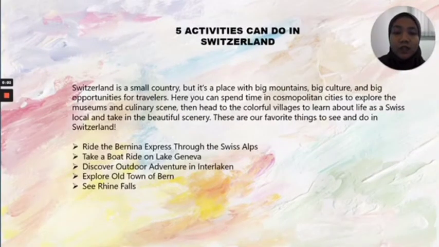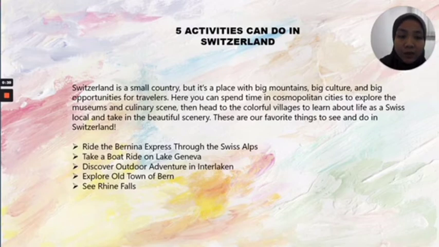What activities can you do in Switzerland? Switzerland is a small country, but it's a place with big mountains, big culture and big opportunities for travelers. Here you can spend time in cosmopolitan cities to explore the museums and culinary scene, then head to the colorful villages and learn about life as a Swiss local and take in beautiful scenery. These are our favorite things to see and do in Switzerland.